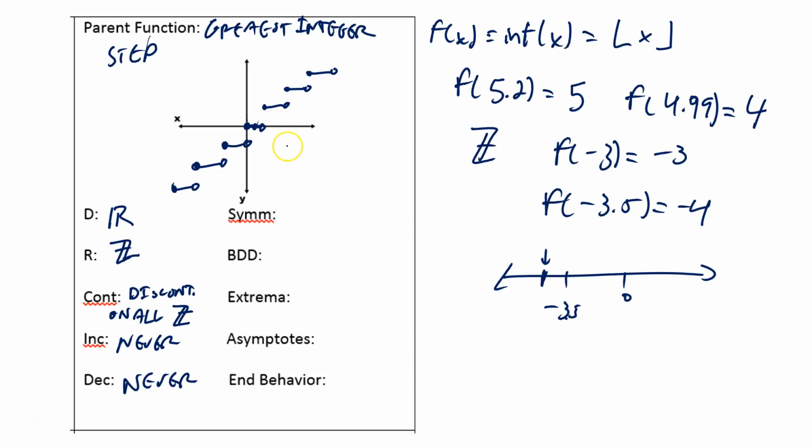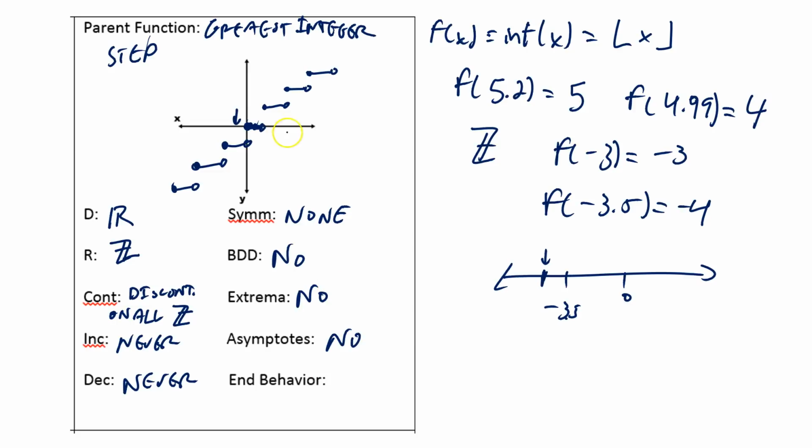Symmetry, let's think about that. It's definitely not even. Is it odd? I don't think so, because if you rotate this guy right here around the axis, it would have to map to exactly the same spot on the other side. So we don't have any symmetry. Not bounded, no extrema, no asymptotes.